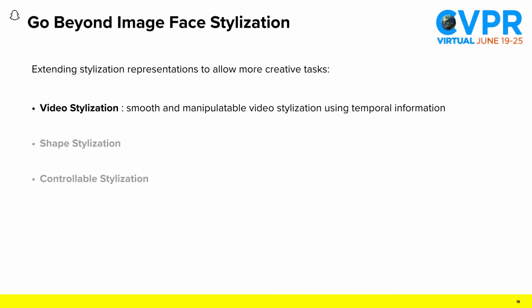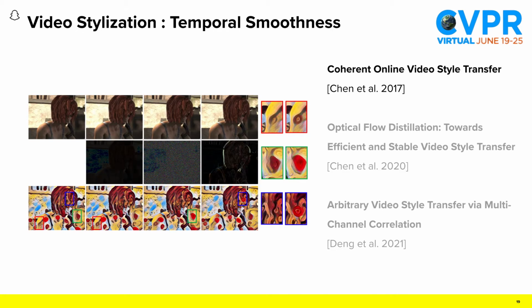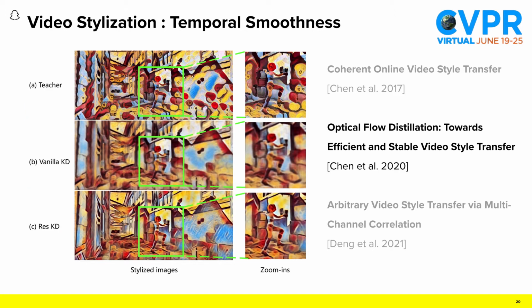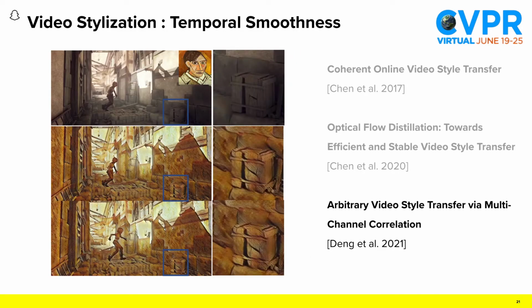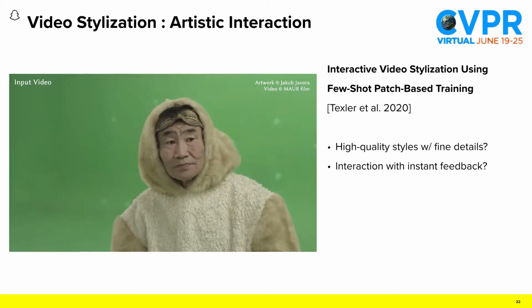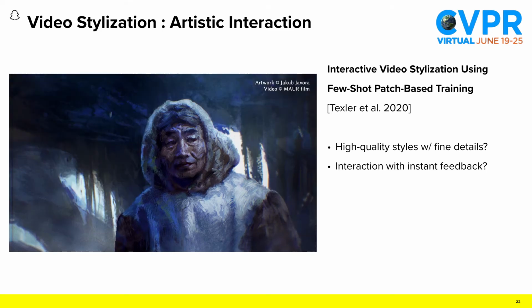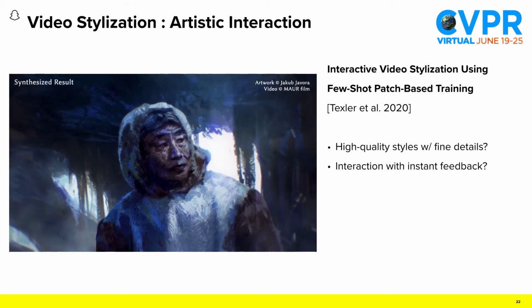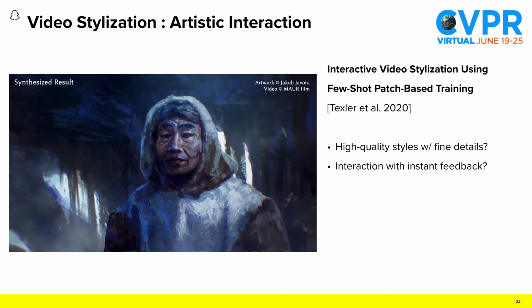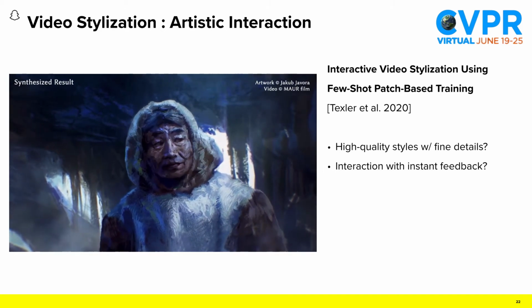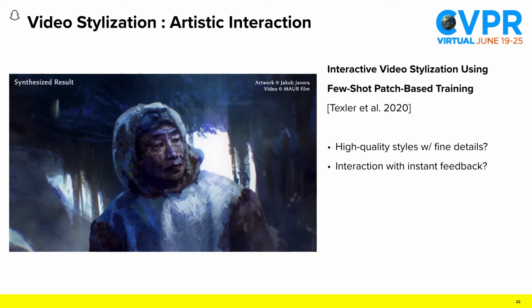Let's first discuss video stylization. Most existing methods focus on achieving temporal smoothness and using image stylization frameworks on individual frames. Here are some representative works. Actually, besides temporal smoothness, there are many other things that can be done on videos. Recently, we collaborated with Czech Technical University and proposed a method for video stylization that allows interactive artistic control.